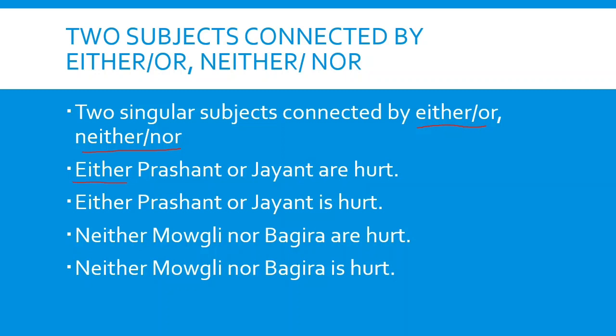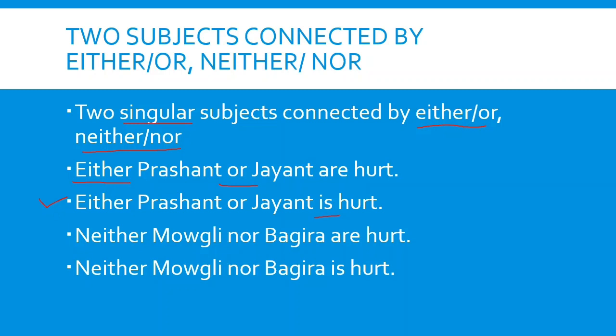If either-or is used to connect two singular nouns, the verb it takes is singular. So here the sentence "Either Prashant or Jayant is hurt" is correct. In the case of neither-nor, dear students, the same rule applies. Neither Mowgli nor Bagheera are hurt. Neither Mowgli nor Bagheera is hurt. It can be really confusing, but I'm telling you the rule, very simple.